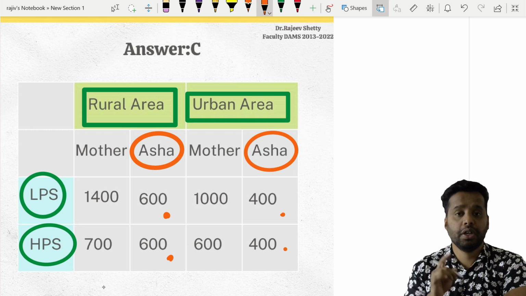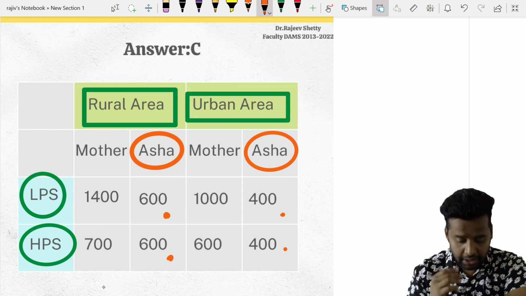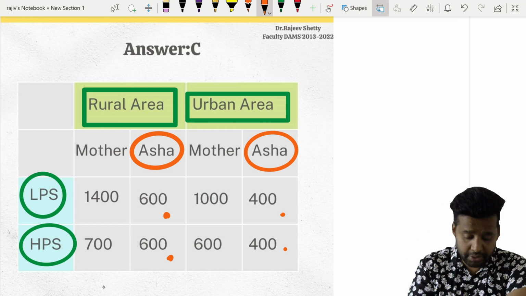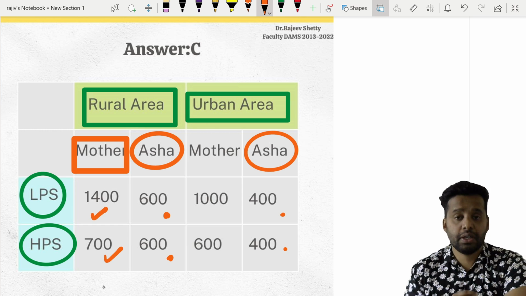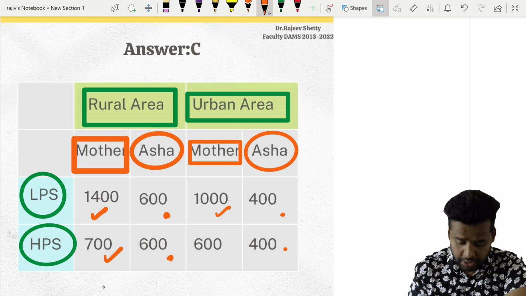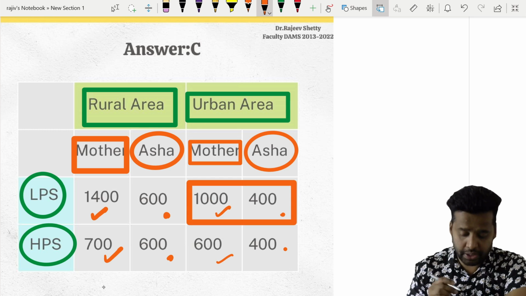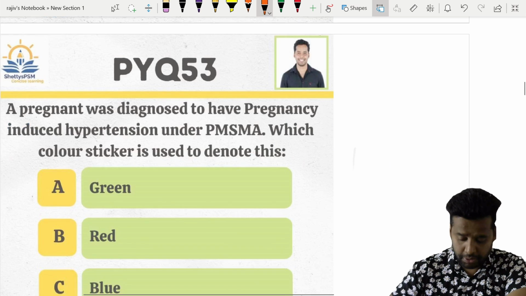Simple to remember: in rural areas we give more incentives. We want to promote hospital delivery in rural areas. The only thing you have to remember is the mother. Rural area 1400 and 700, urban area 1000 and 600. Your question was urban area, low performing state. ASHA worker, remember this, important.